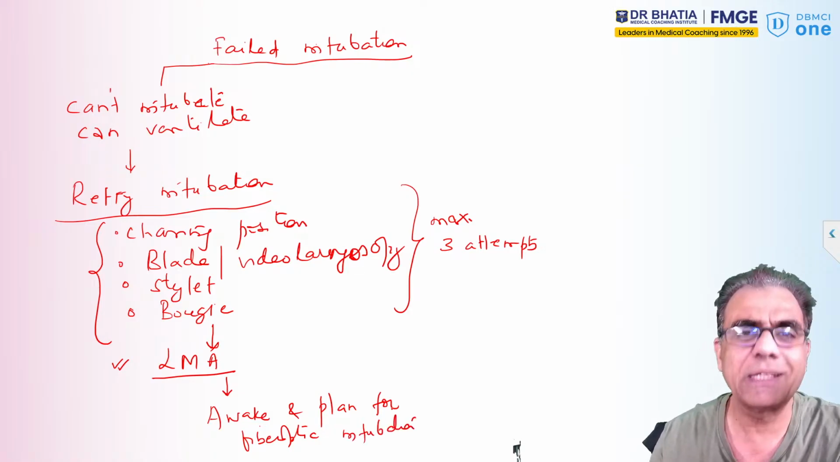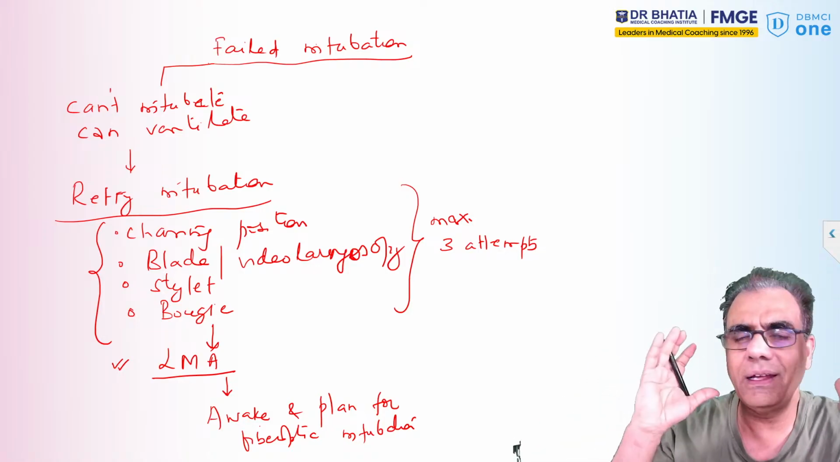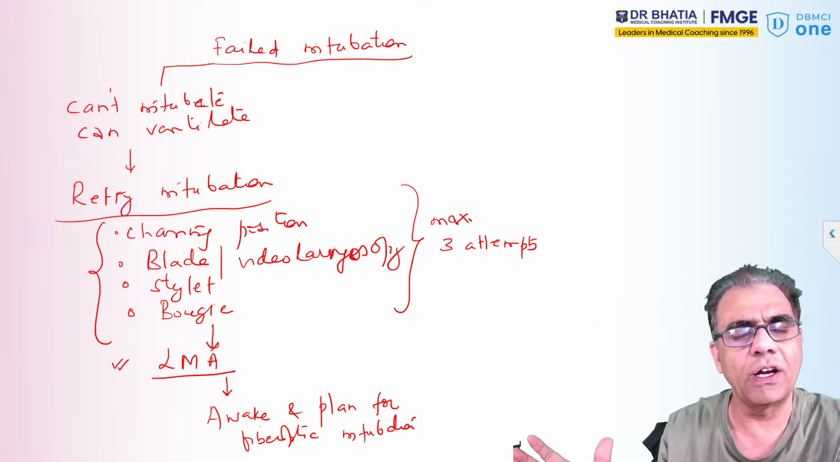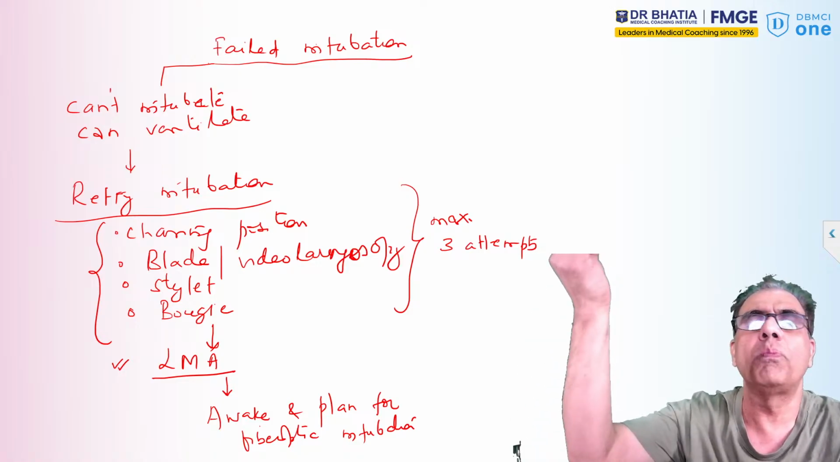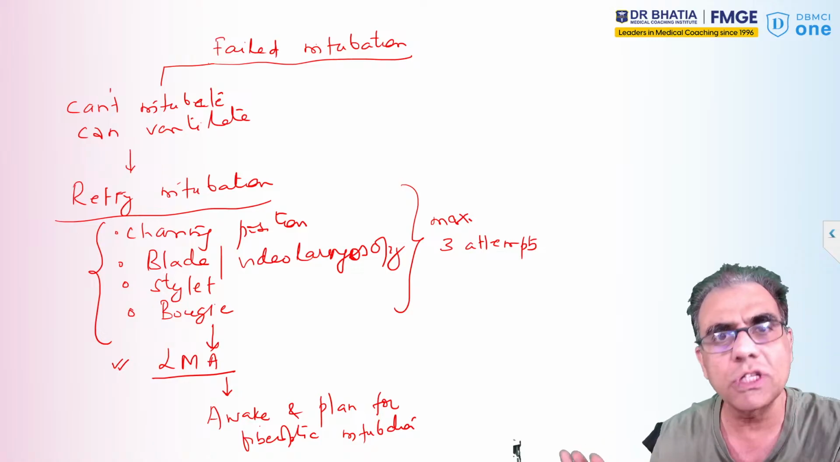Wake up the patient, let the patient wake up from the effect of the muscle relaxant, and then you know that it is a difficult intubation. Then you plan for next time, when the patient is awake, and you try awake intubation. So this is one situation.